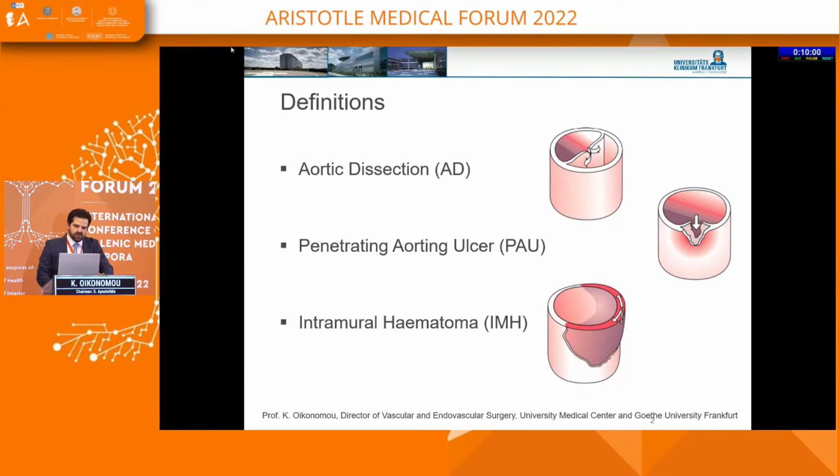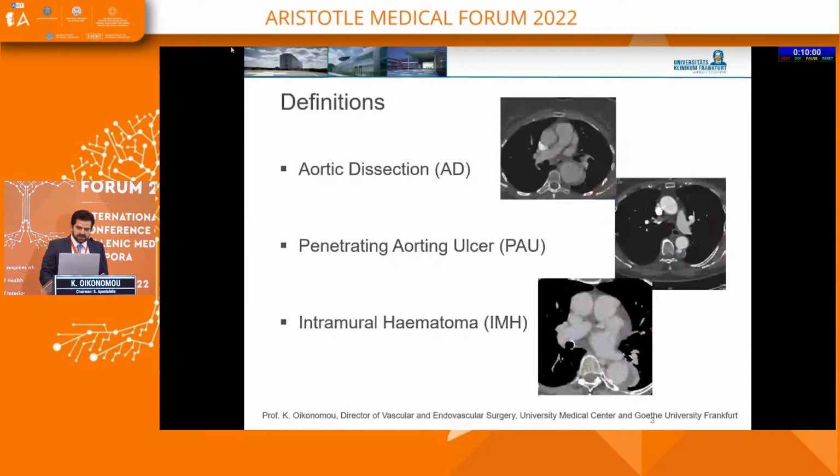in formation of a true and a false lumen; penetrating aortic ulcers with a rupture of a pre-existing plaque on the aortic wall; or intramural hematomas between the medial and adventitial layers of the aortic wall. These are the respective CT images of these three pathologies.